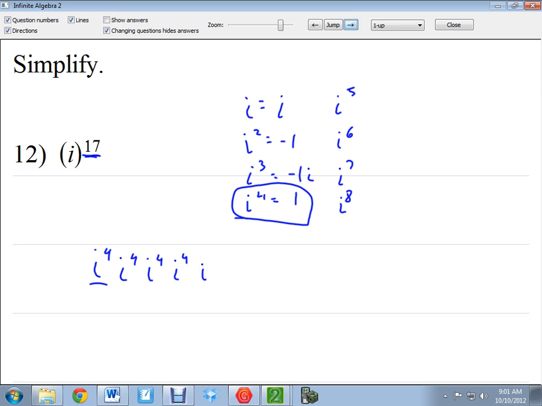Now i to the 4th we already calculated was 1. That is the key fact that we know right there. So this says 1 times 1 times 1 times 1 times i. And 1 times itself, well, obviously, doesn't matter. And so i to the 17th is also i.